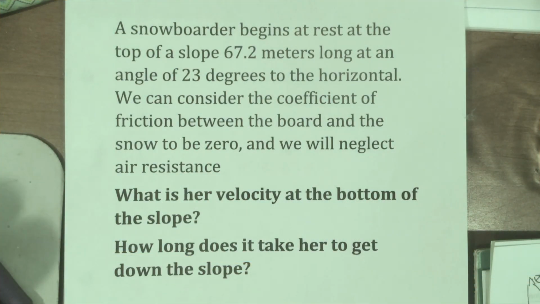In this video, we will be using Newton's second law to solve the following problem. A snowboarder begins at rest at the top of a slope 67.2 meters long at an angle of 23 degrees to the horizontal. We can consider the coefficient of friction between the board and the snow to be 0, and we will neglect air resistance. Then we are asked, first off, what is her velocity at the bottom of the slope, and then how long does it take her to get down the slope?